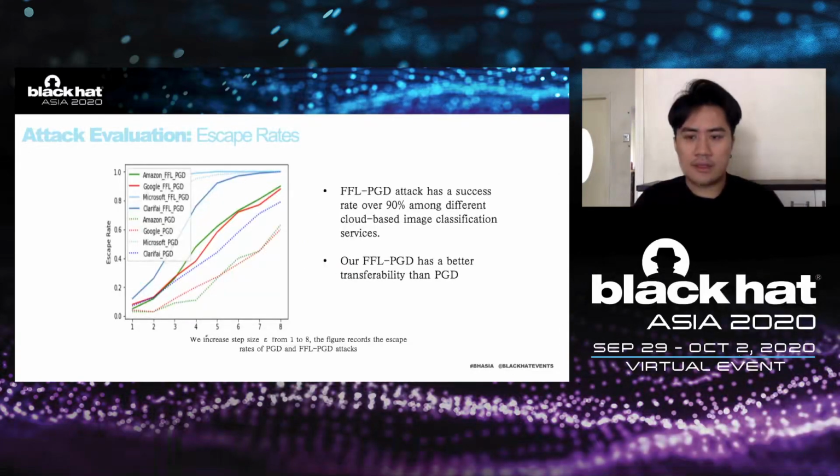First, look at the escape rate of them. We choose Amazon, Google, Microsoft, and Cloudflare as the targets of attack. The average success rate of FFL PGD in these 4 different classification services is more than 90%. The classification service of each platform has a higher success rate with the FFL PGD method. It can be shown that FFL PGD has better transferability.